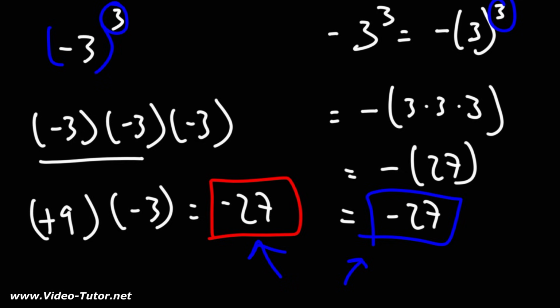This is because whenever you have an odd number of negative signs multiplied together, you're going to get a negative result. When you have an even number of negative signs multiplied together, you'll get a positive sign.